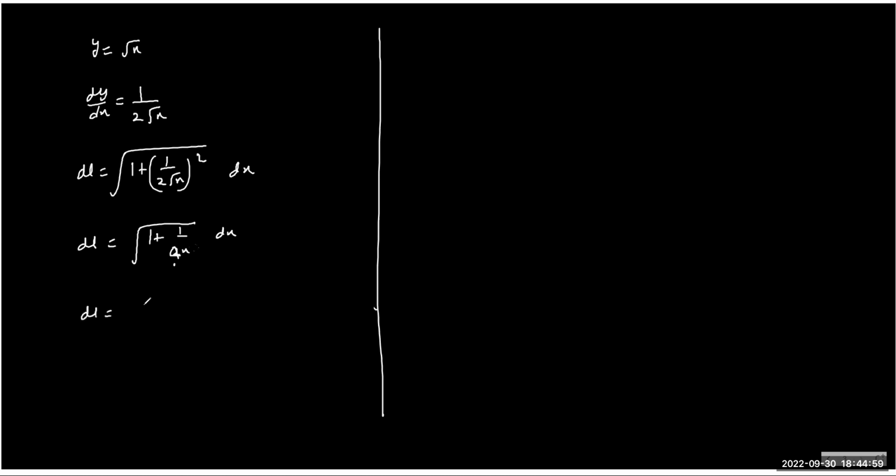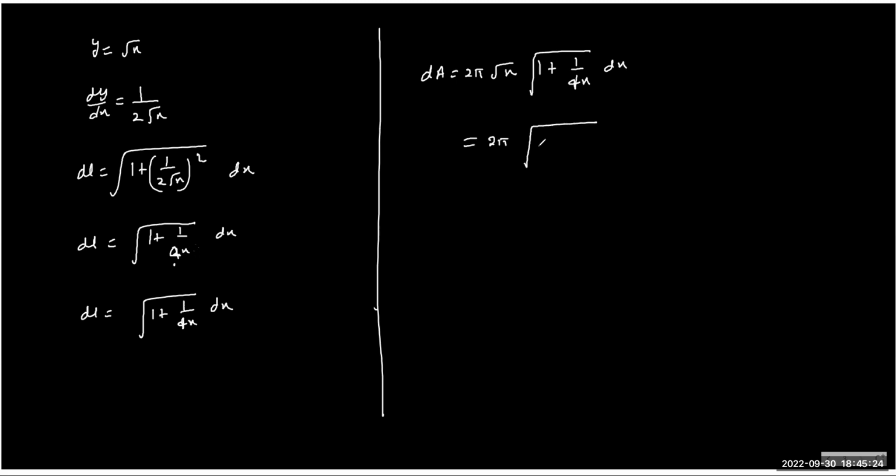So dl is how much? It is 1 plus 1 by 4x. Just keep it this. Leave it. And therefore, the dA will be how much? 2 pi y dl. Now this is fine. I can take x inside. What will I get? This is so easy, right?